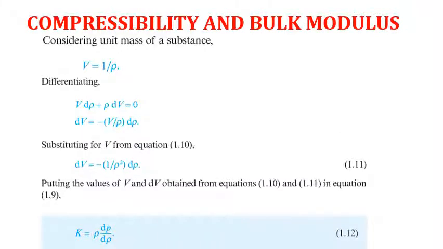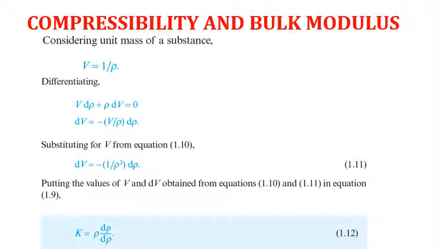Consider unit mass of a substance, that is, specific volume is 1 over rho. Now rearrange it, V into rho is equal to 1. So let's differentiate it. We know the differentiation rule: the first entity as it is, that is V, into the derivative of the second, which is d rho, plus the second as it is, rho, into the derivative of the first, which is dV, is equal to 0. Now rearrange it for dV, you'll get minus V over rho into d rho. Now substitute for V, which is 1 over rho. So minus 1 over rho square into d rho.